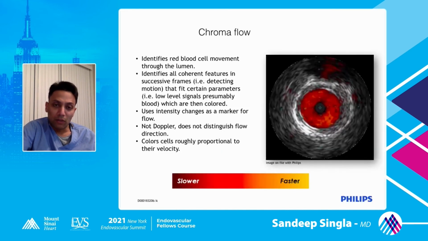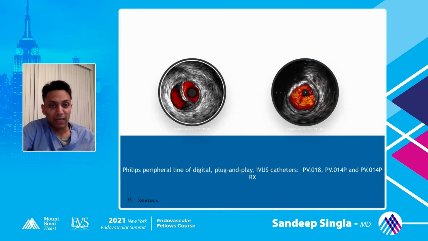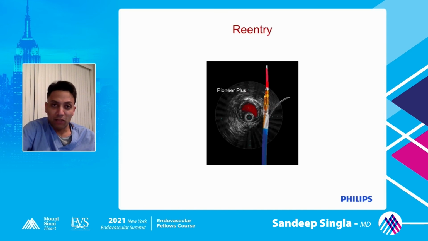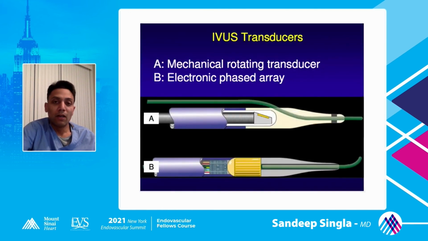And the IVUS from Volcano gives a chroma flow, which helps in identifying true versus false lumen. Last indication for me is a re-entry device which is based on intravascular ultrasound. It's a really nice device when having difficulty with distal vessel re-entry in the SFA-pop area. That's where I use it in my practice.